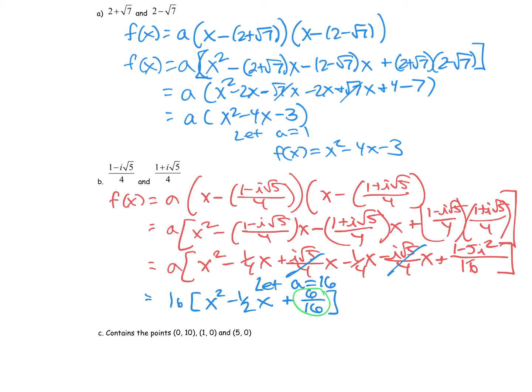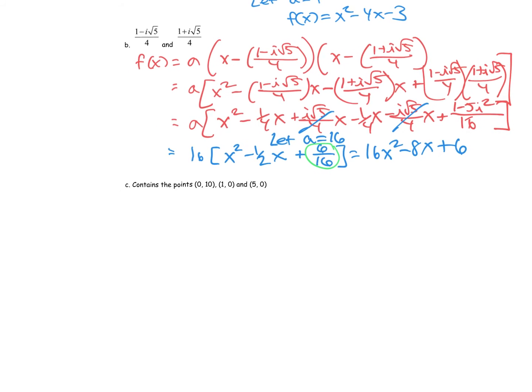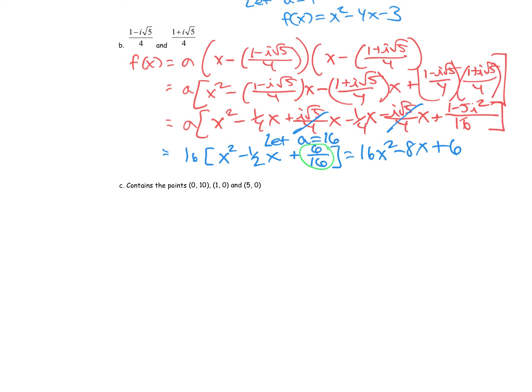Okay, so then distributing the 16, I get 16x squared minus 8x plus 6. So that would be my function with integer coefficients. You could see I could also have divided all of this by 2 and have 8x squared minus 4x plus 3. It all depends on at what point you choose to declare what you want a to be.